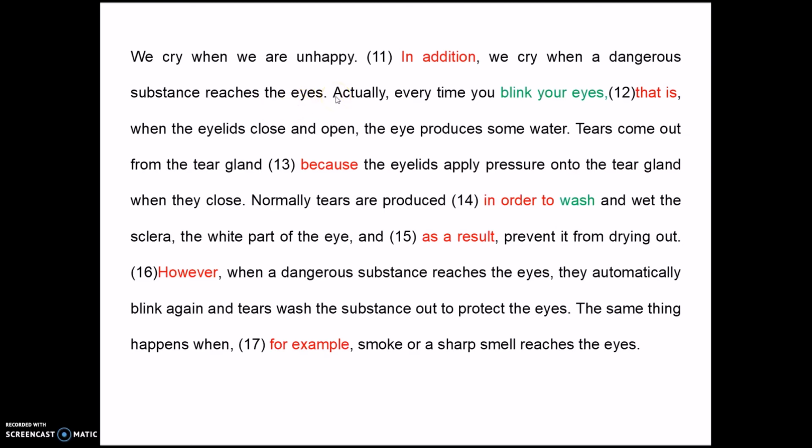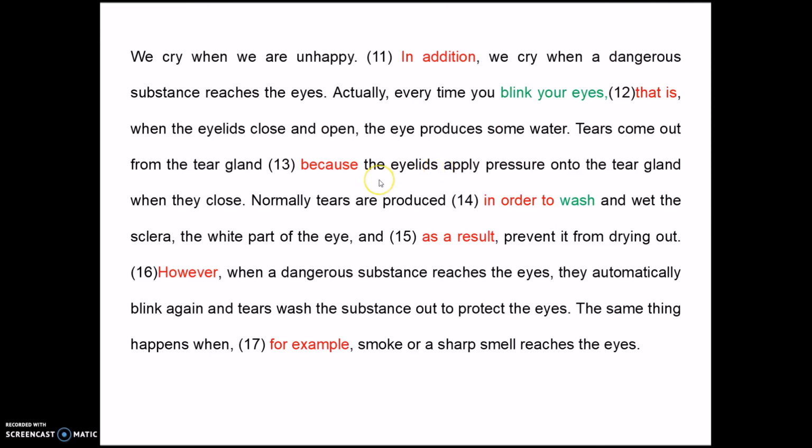In 12, we choose that is because blink your eyes here means closing and opening the eyelids. So the second part here after that is paraphrases the first part. That's why we have to use that is.